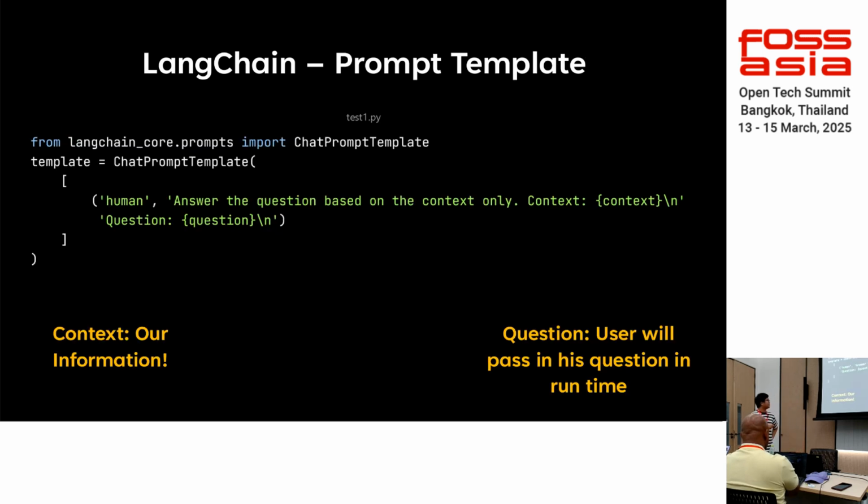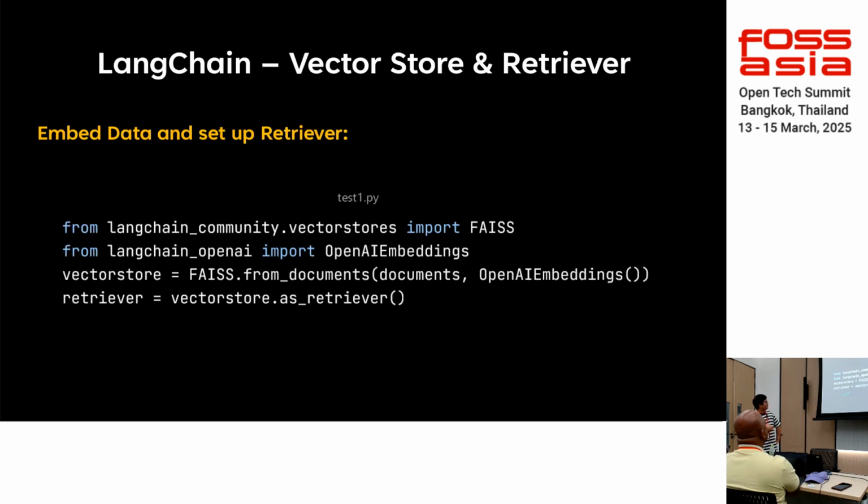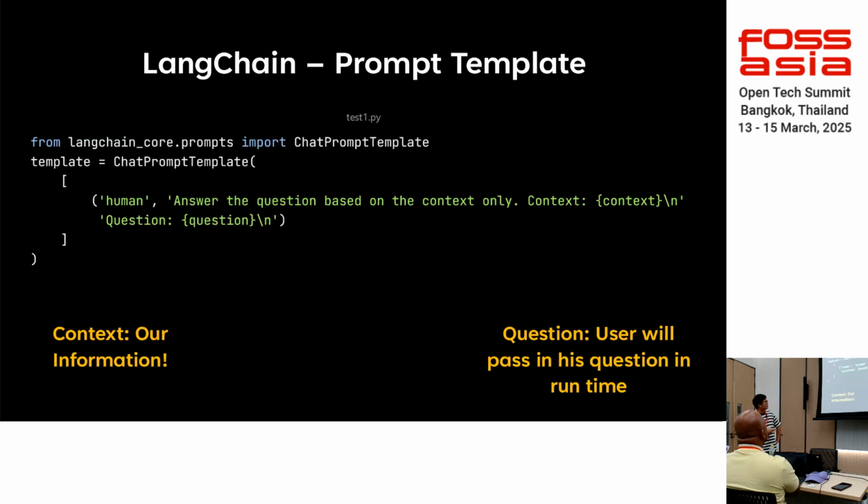Okay, so this is our prompt template. A prompt template can be just a prompt, which is: answer this question based on the context only. So this is supposed to be the system message. Sorry. Then you can have a context over here and a question over here. So the context will be filled in at runtime by our retriever. And the question will just be the user question.